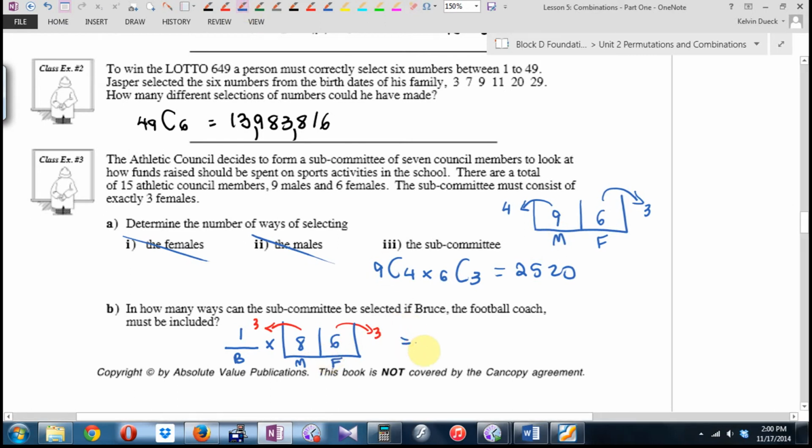So it's going to be 1 times. Am I going to bother writing the 1 times? What choose what? Now, here's what we're really saying, by the way. 8 choose 3, choose the males. And what does "and" mean? So that's why "and" means multiply. From 8 males, choose 3 of them. And from 6 females, choose 3 of them. If Bruce has to be on the committee, how many committees can we form?